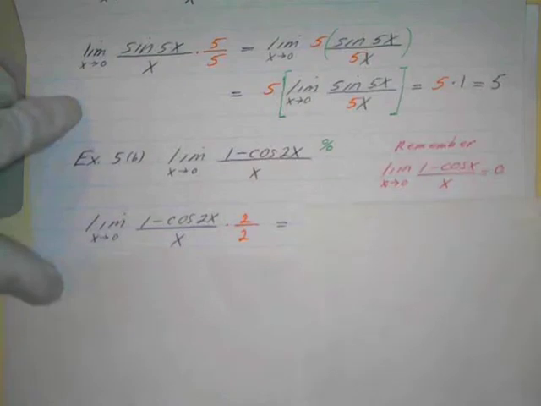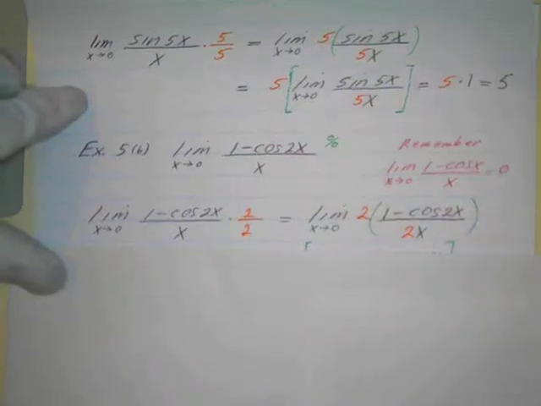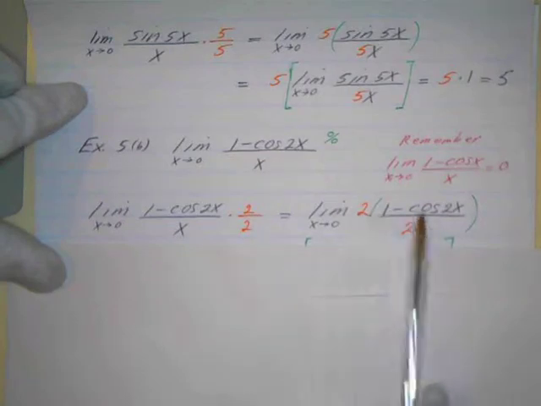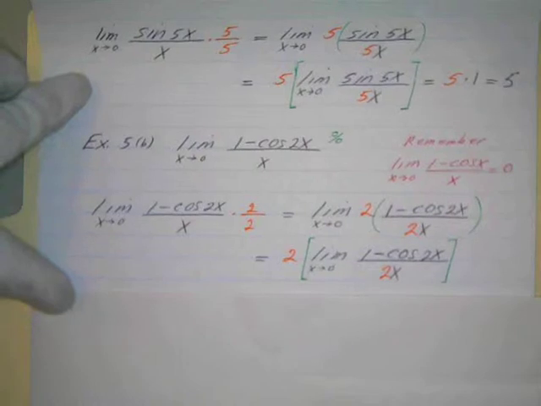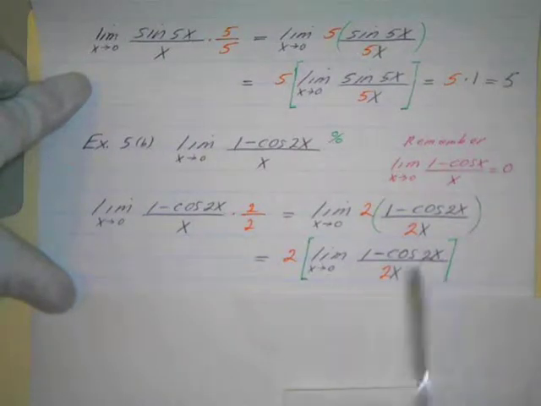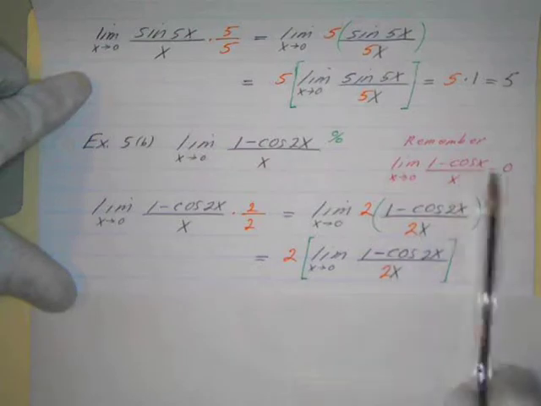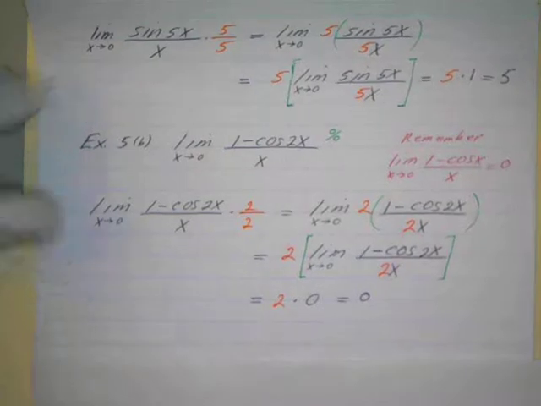So again, I'll multiply the top and the bottom by 2, and I'll regroup it. I'll put this 2 in front of the x and this 2 out front. And again, I've got the limit of a constant times a function as the constant times the limit of the function. I could rewrite it like that. And now I've got this in the form that I want: 1 minus the cosine of something over that something. And as this is equal to 0, I've got 2 times 0, which is 0. All right, and one more.